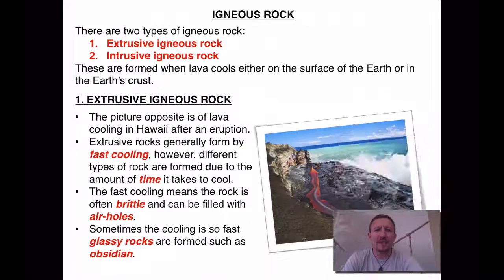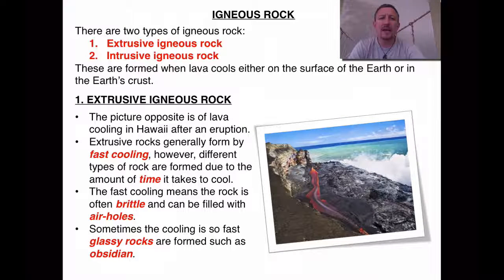Okay, so what is igneous rock? Well, there are two main types of igneous rock. There's extrusive igneous rock and intrusive igneous rock. And it's all down to the process of their cooling. Now, extrusive means that it is cooled on the outside surface of the planet, whereas intrusive, by its name, means that it's cooled on the inside of the Earth's planet or the Earth's crust. Okay, so let's look at extrusive rock first.